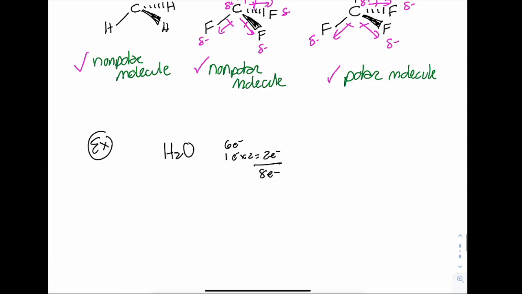And then using my rules, I put oxygen in the middle, and then I tend to make things symmetrical. And then I can't put any lone pairs on my outside atoms because they're hydrogen. I have 4 left over, so 2 lone pairs on oxygen. So this is my Lewis structure.